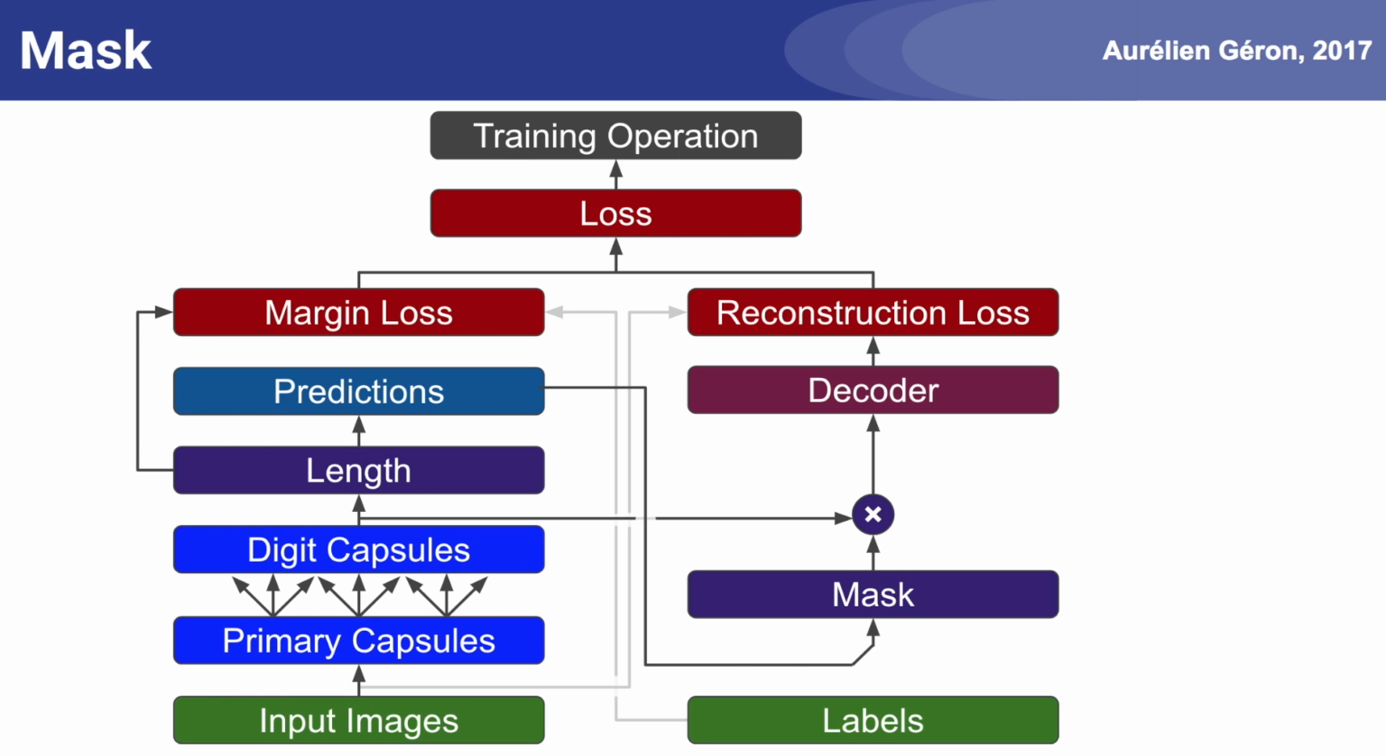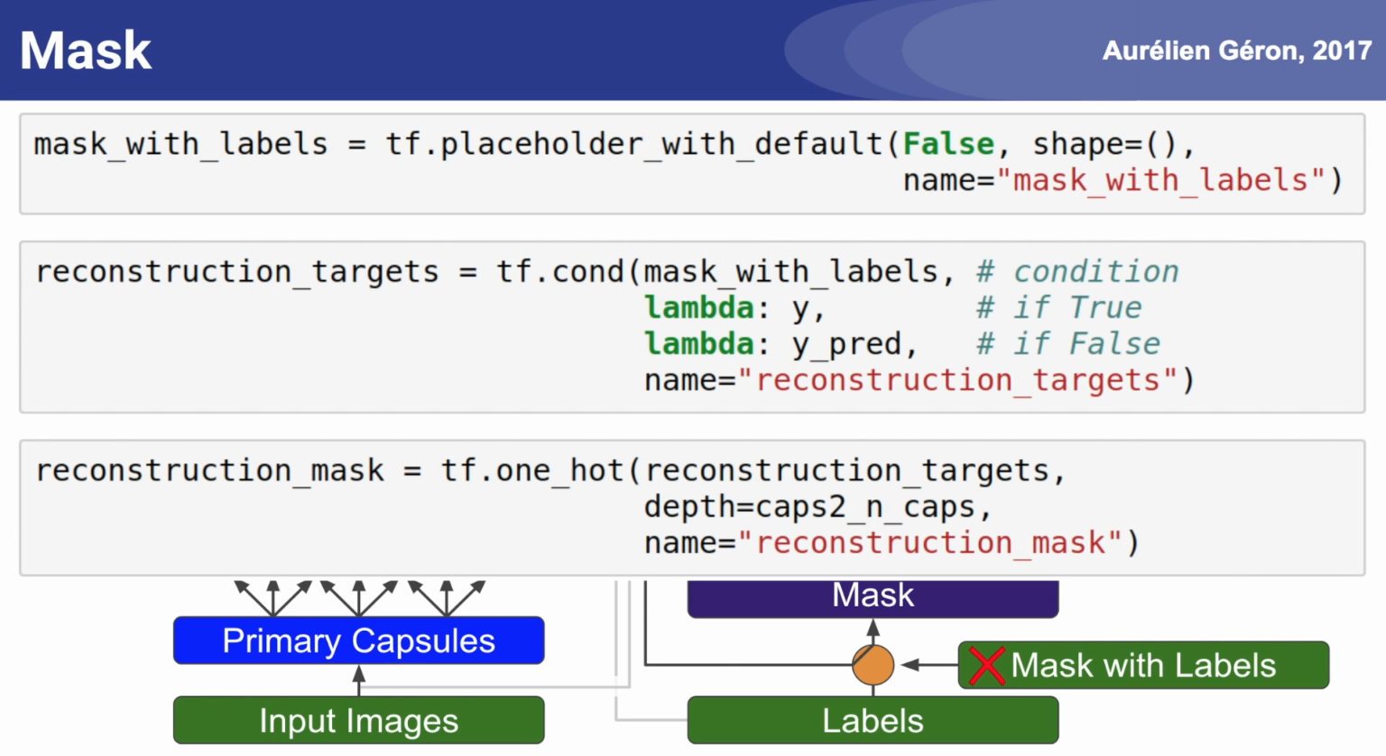Now, we could build a different graph for training and for testing, but it wouldn't be very convenient. So instead, let's build a condition operation. We will add a Boolean placeholder called mask with labels. If it is true, then we use the labels to build the mask. If it is false, then we use the prediction. Note the difference. Okay, and here's the code.